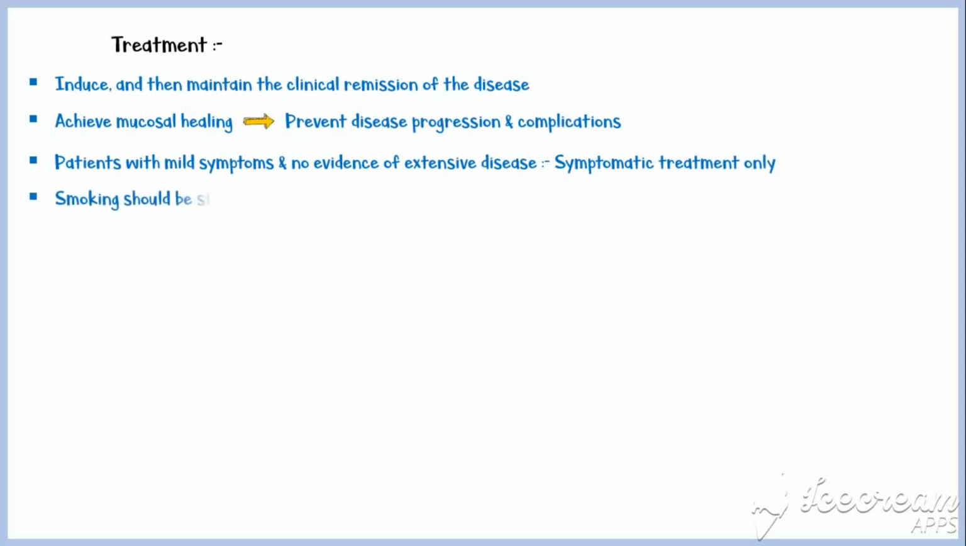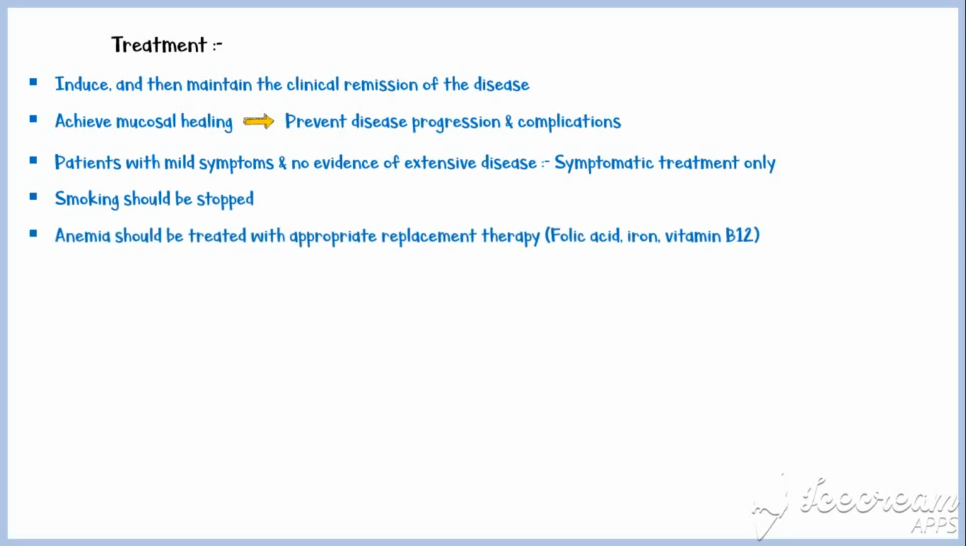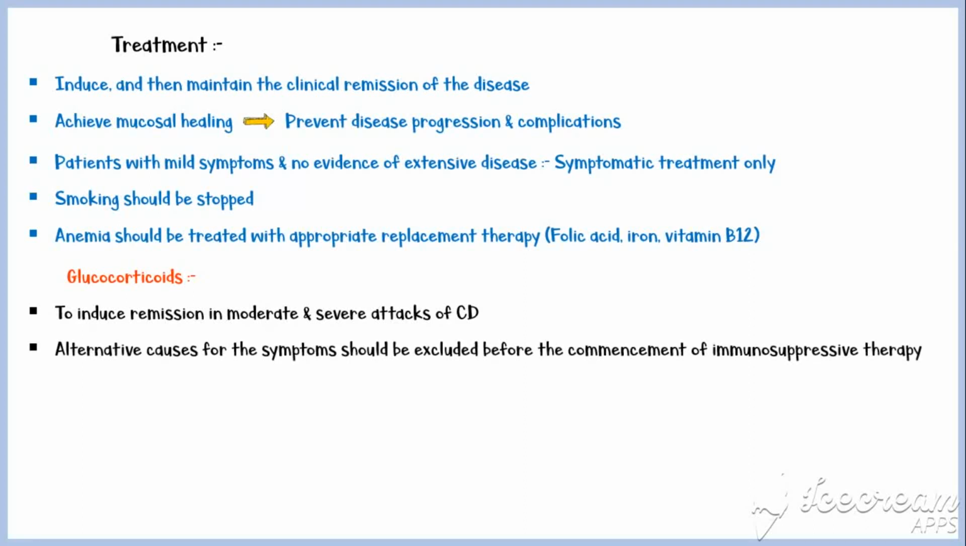Smoking should be stopped. Anemia should be treated with appropriate replacement therapy, such as folic acid, iron, and vitamin B12. Glucocorticoids are commonly used to induce remission in moderate to severe attacks of Crohn's disease. It is important to note that alternative causes for the symptoms should be excluded before commencement of immunosuppressive therapy. Antibiotics are used to treat secondary complications such as abscesses.